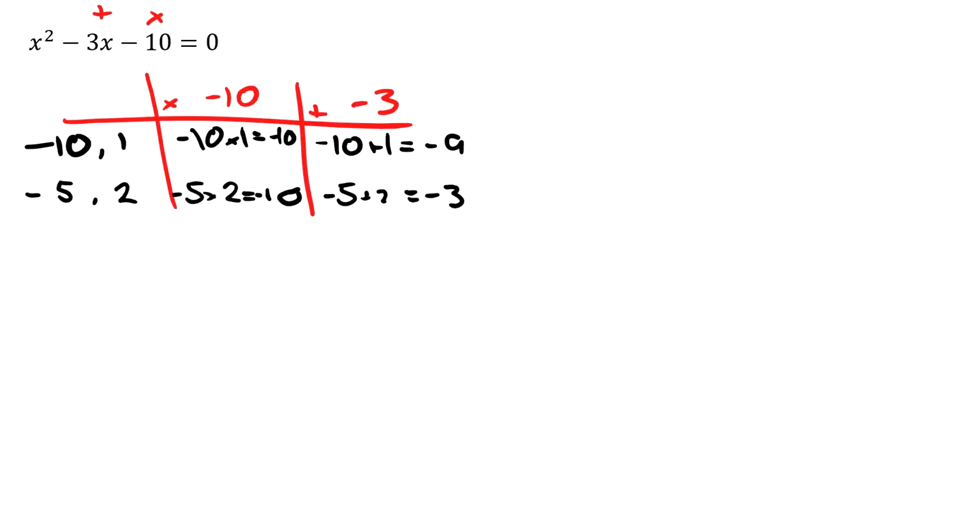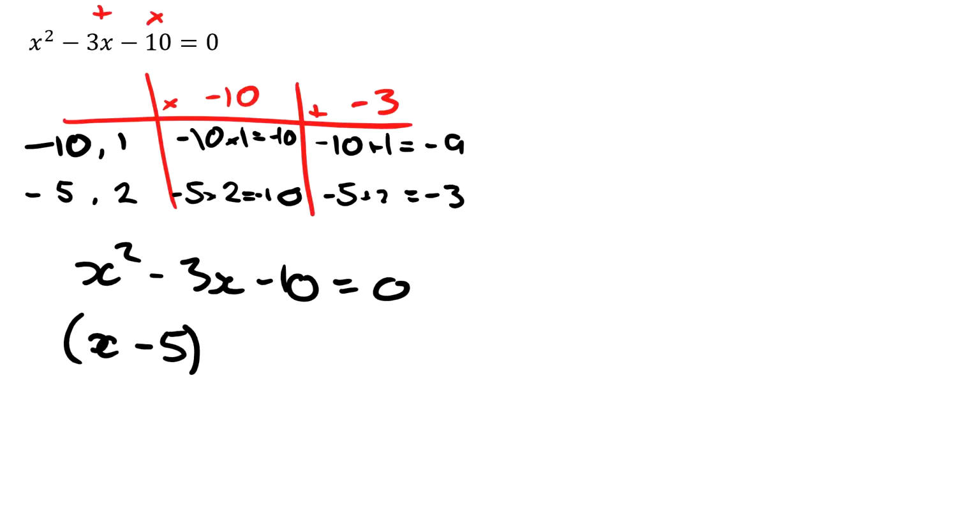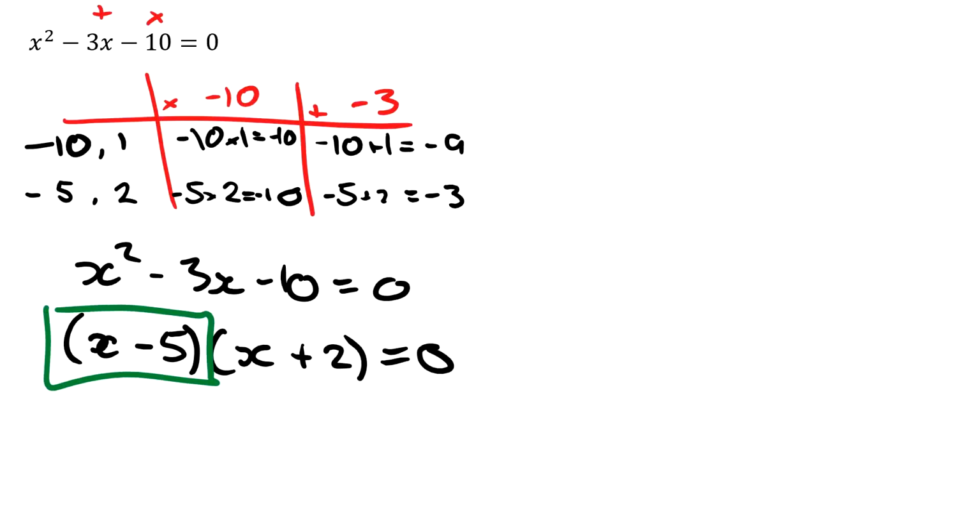So when I factorize down my quadratic, I've got x squared minus 3x minus 10 equals 0. This becomes x minus 5, x plus 2 equals 0. And remember what we said, if I break it into its parts, I'm looking at them as two different things. This x needs to be the opposite of minus 5, which is 5, and this x needs to be -2.